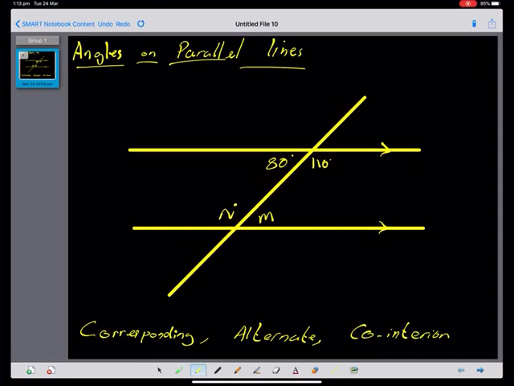Okay, so hopefully you've done that now. So the equation we need to set up is 110 plus m is equal to 180. Why? Because the angles are co-interior.